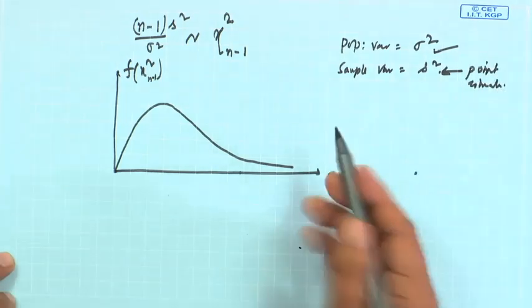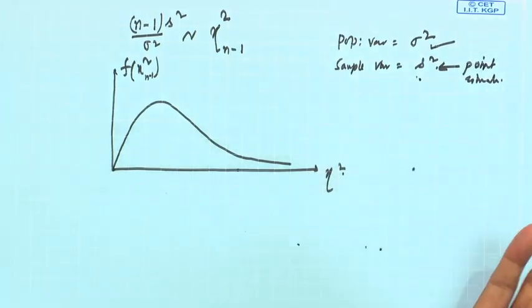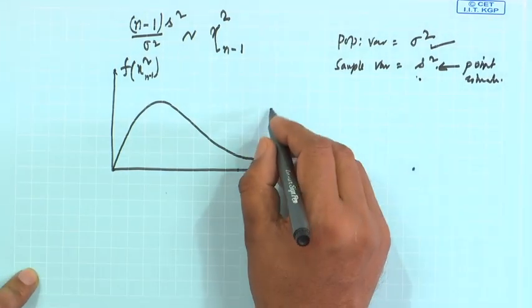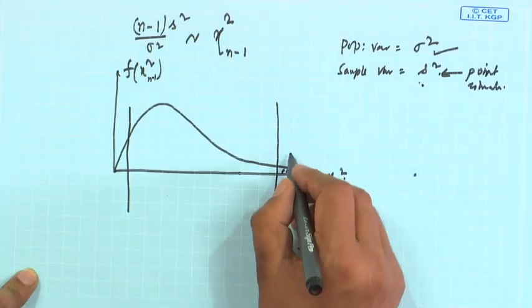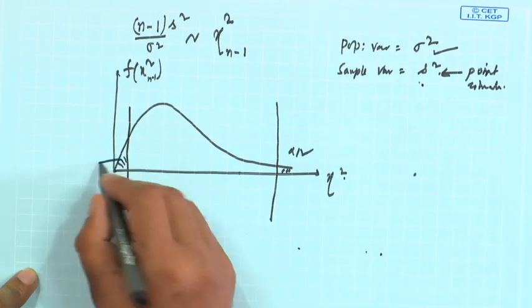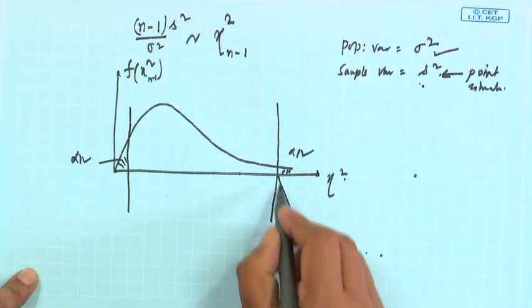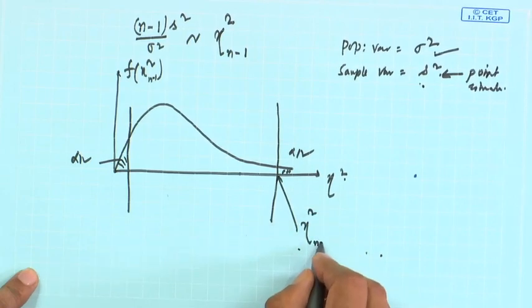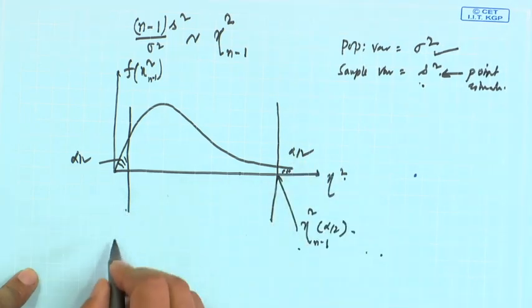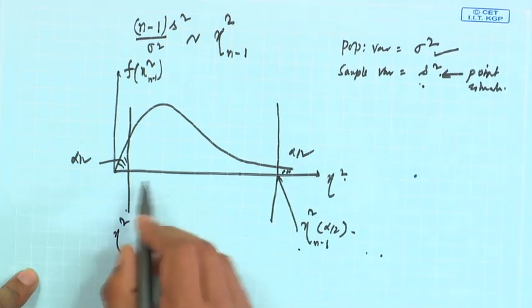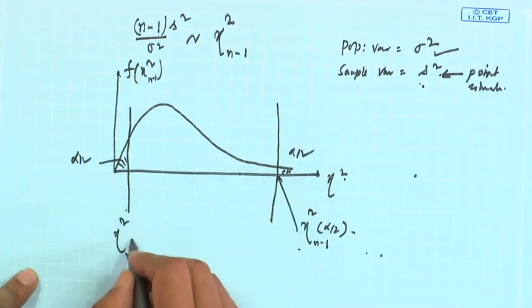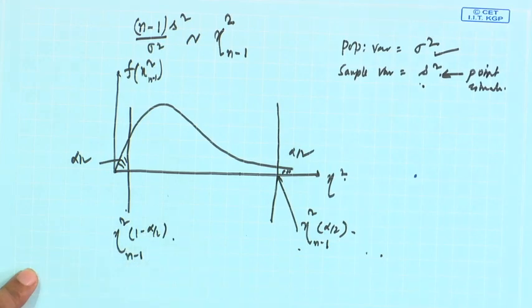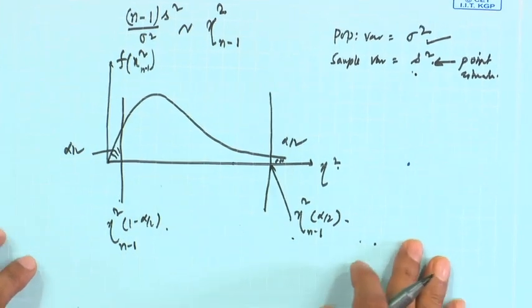So, if you collect several samples, s will change. So, you require an interval. Now you may create an interval like this, here and here. This side is alpha by 2, this side is also alpha by 2. Then what is this quantity? Chi square n minus 1, alpha by 2. Write this. What is this quantity? Chi square n minus 1, 1 minus alpha by 2.